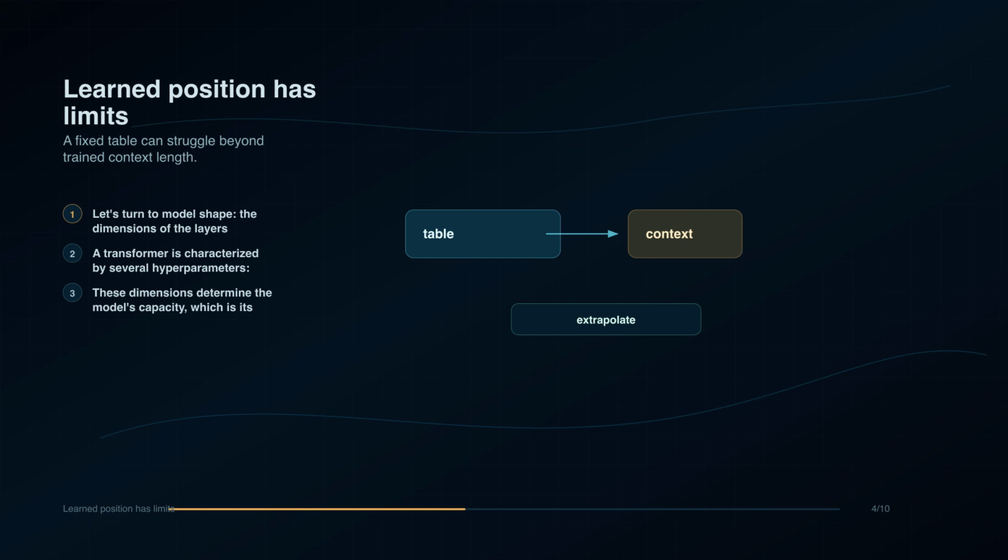Now let's turn to model shape, the dimensions of the layers. A transformer is characterized by several hyperparameters: the embedding dimension d, the number of layers L, the number of attention heads h, and the feed-forward dimension, typically 4 times d. These dimensions determine the model's capacity, which is its ability to represent complex functions, and its computational cost, which is the flops and memory required for training and inference.